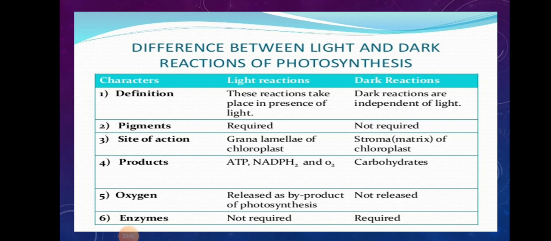This would be the fifth point of difference, and the last point of difference would be enzymes. No enzyme is required in case of light reaction because initiation of this reaction is taking place with the help of light which is falling on the leaves of green plant, whereas dark reaction initiation was taking place with the help of enzymes which are required in Calvin cycle.